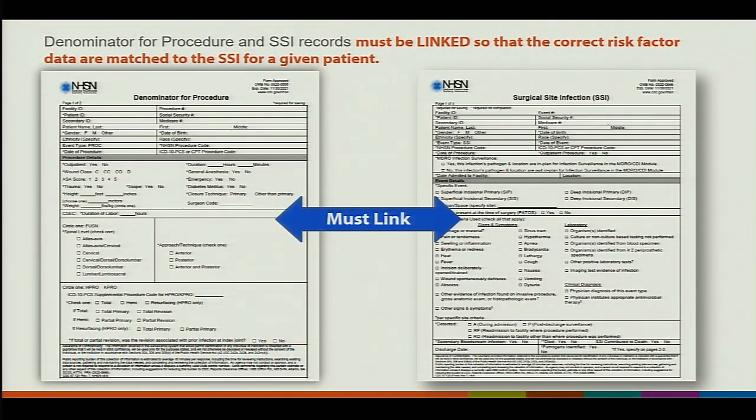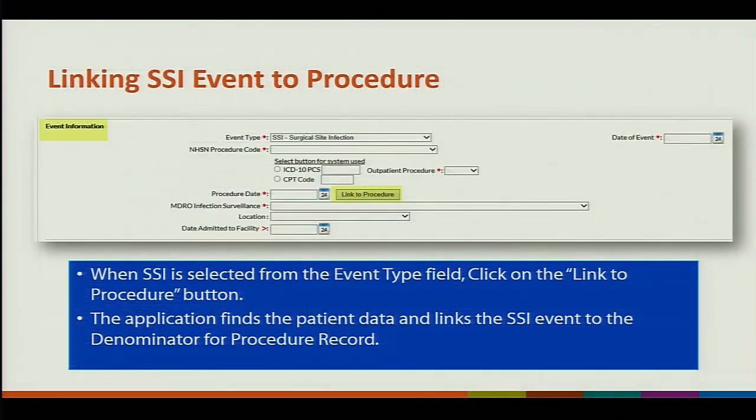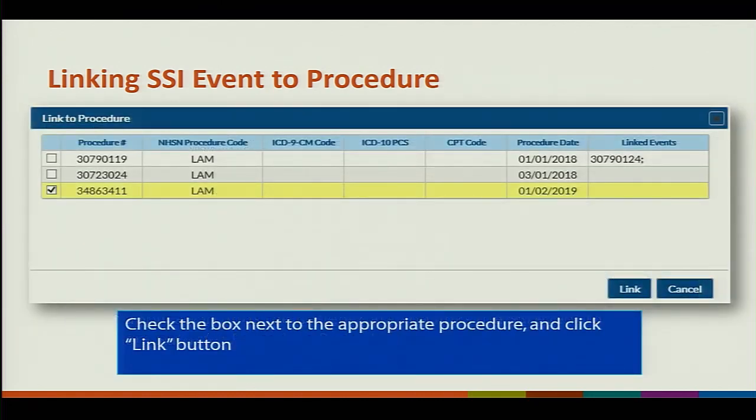So the denominator for procedure and SSI records must be linked so that the correct risk factor data are matched to the SSI for a given patient. This is an example of what it looks like in the application. When SSI is selected from the event type field, you want to click on the link to procedure button. The application then finds the patient data and links the SSI event to the denominator for procedure record. You want to check the box next to the appropriate procedure and click the link button.